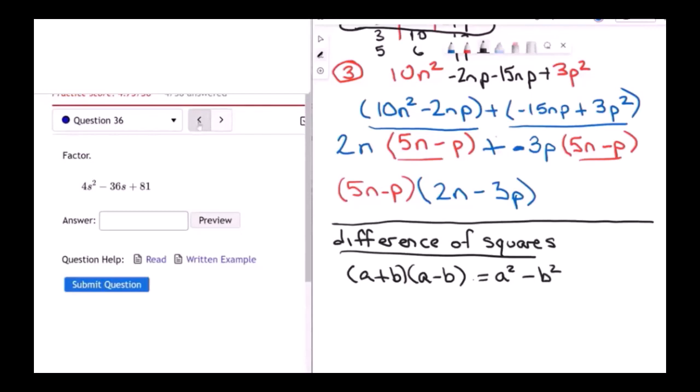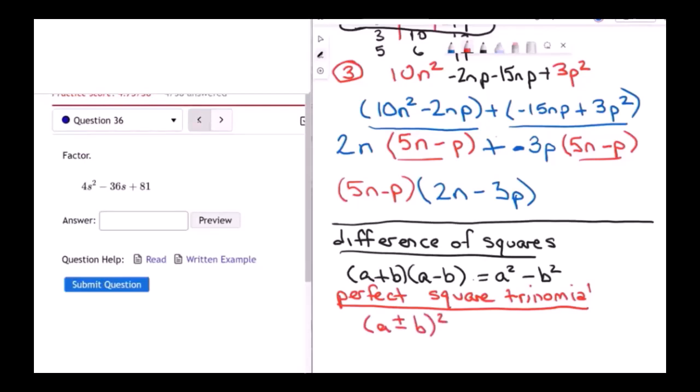And then we have also our perfect square trinomial. A plus or minus b quantity squared is going to be a squared, and depending on if it's a positive or a negative, I use one or the other. I don't use both. 2ab. And always the last sign is plus b squared.